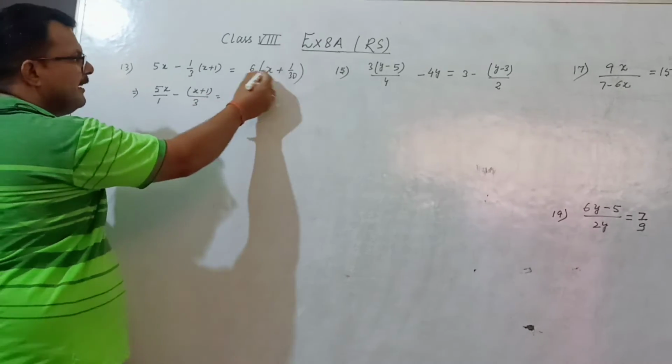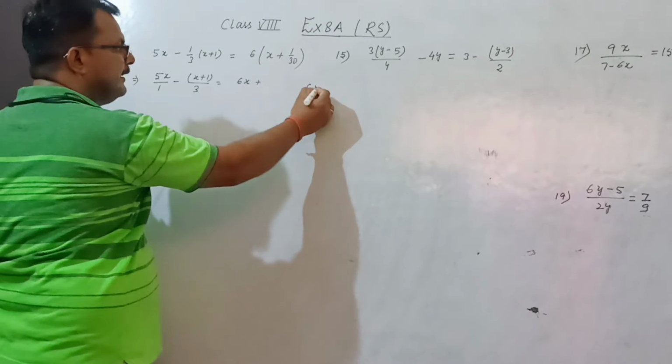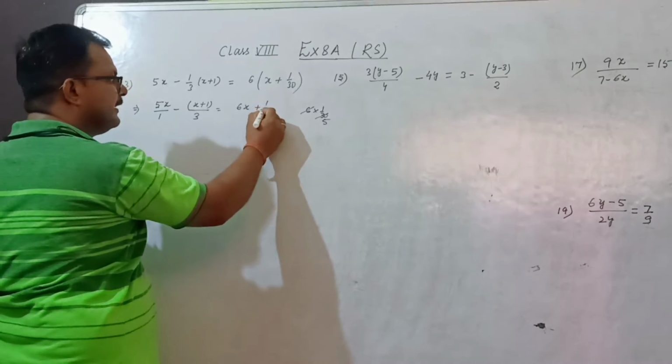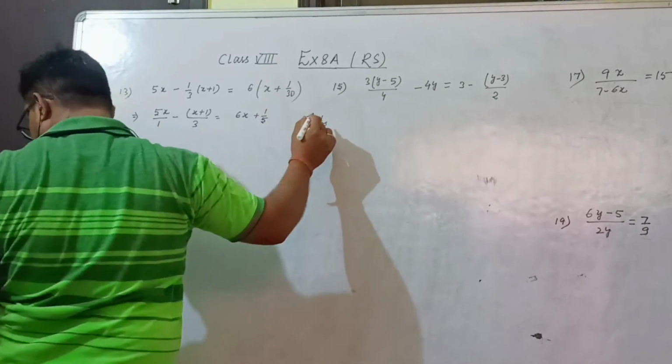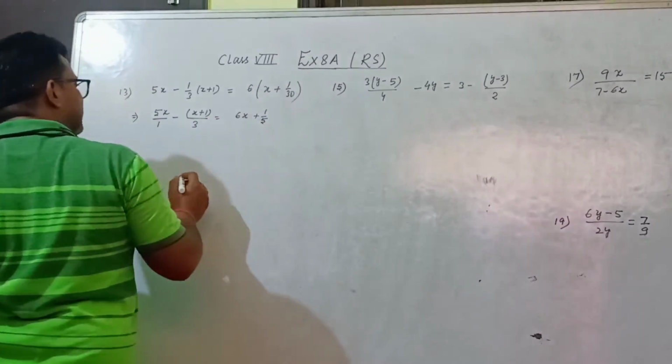Now this side, multiply by 6, 6x. Multiply 6 into 1 by 5 in rough work. Write down here 1 by 5, and erase it. Or you can write it in rough work.